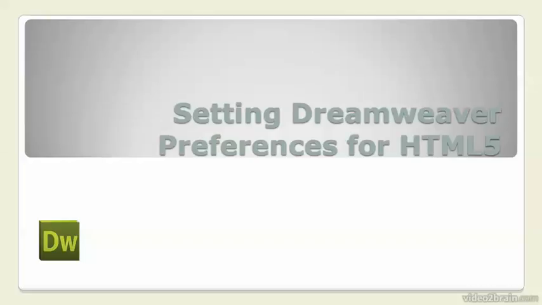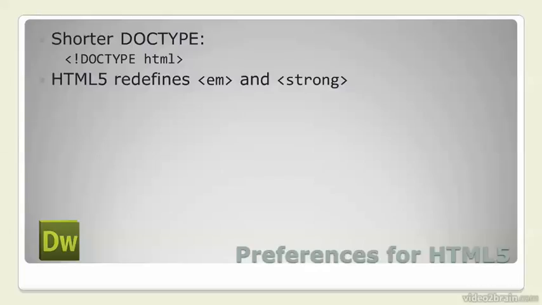Most of the default settings in Dreamweaver are fine. There are just a couple of changes you should make before working with HTML5. In addition to setting HTML5 as the default document type, you need to change the way Dreamweaver handles italics and bold text. For many years, the conventional wisdom has been to use em and strong for italics and bold.